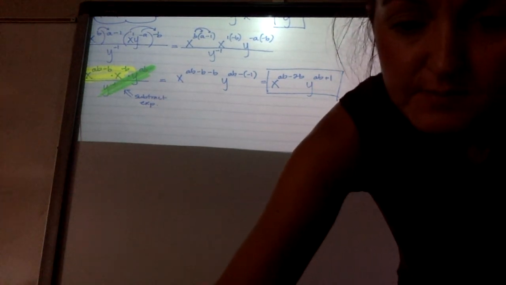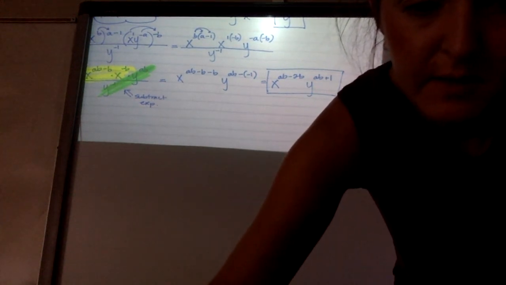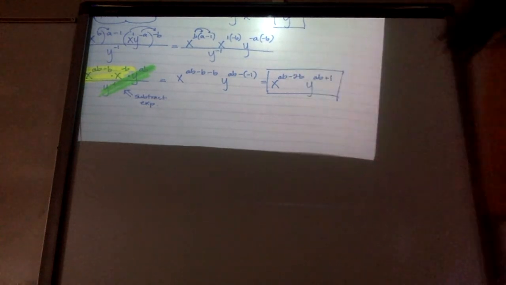And I'm sorry, I'm unlocking my screen because it's somehow pressed. All right, the last two have to do with scientific notation.